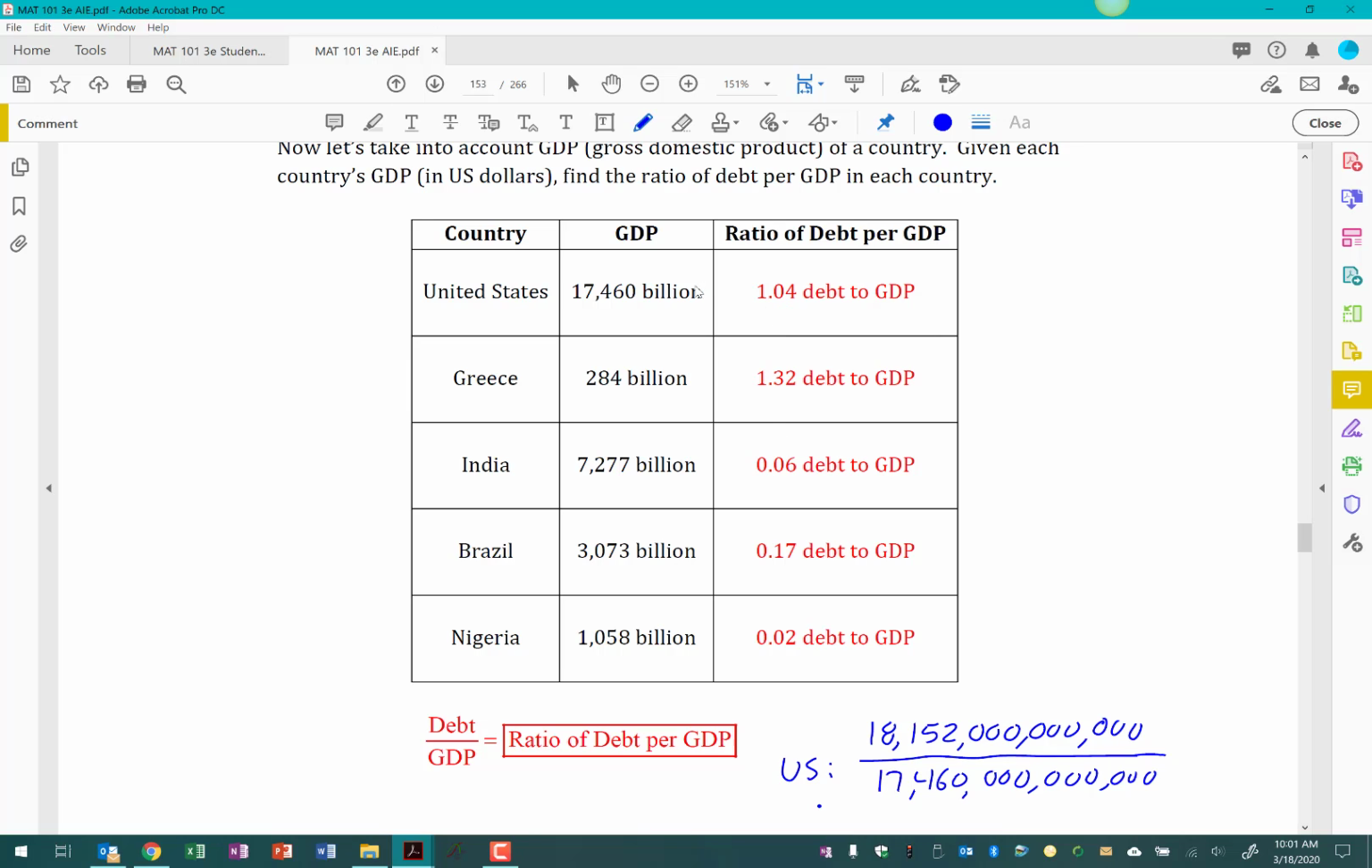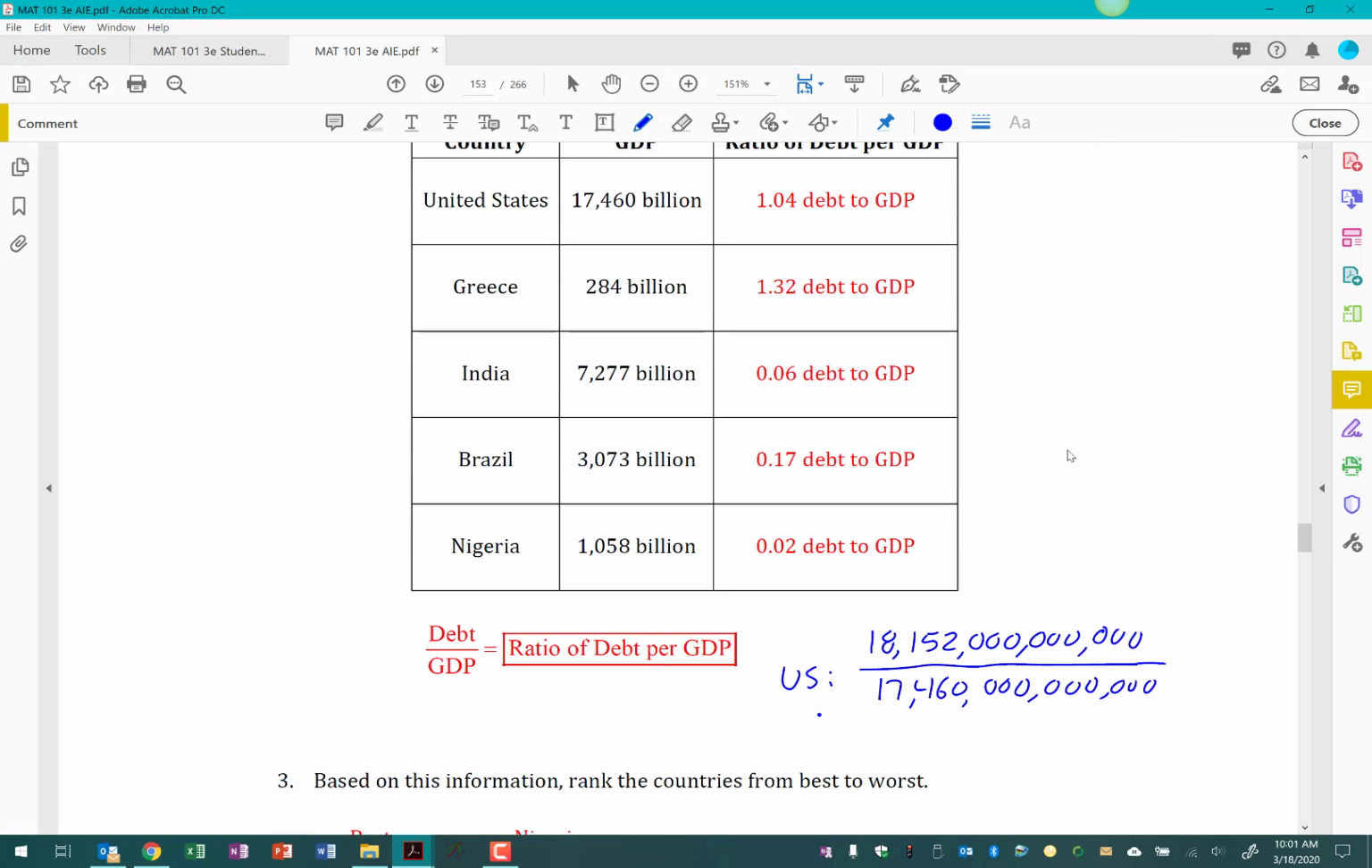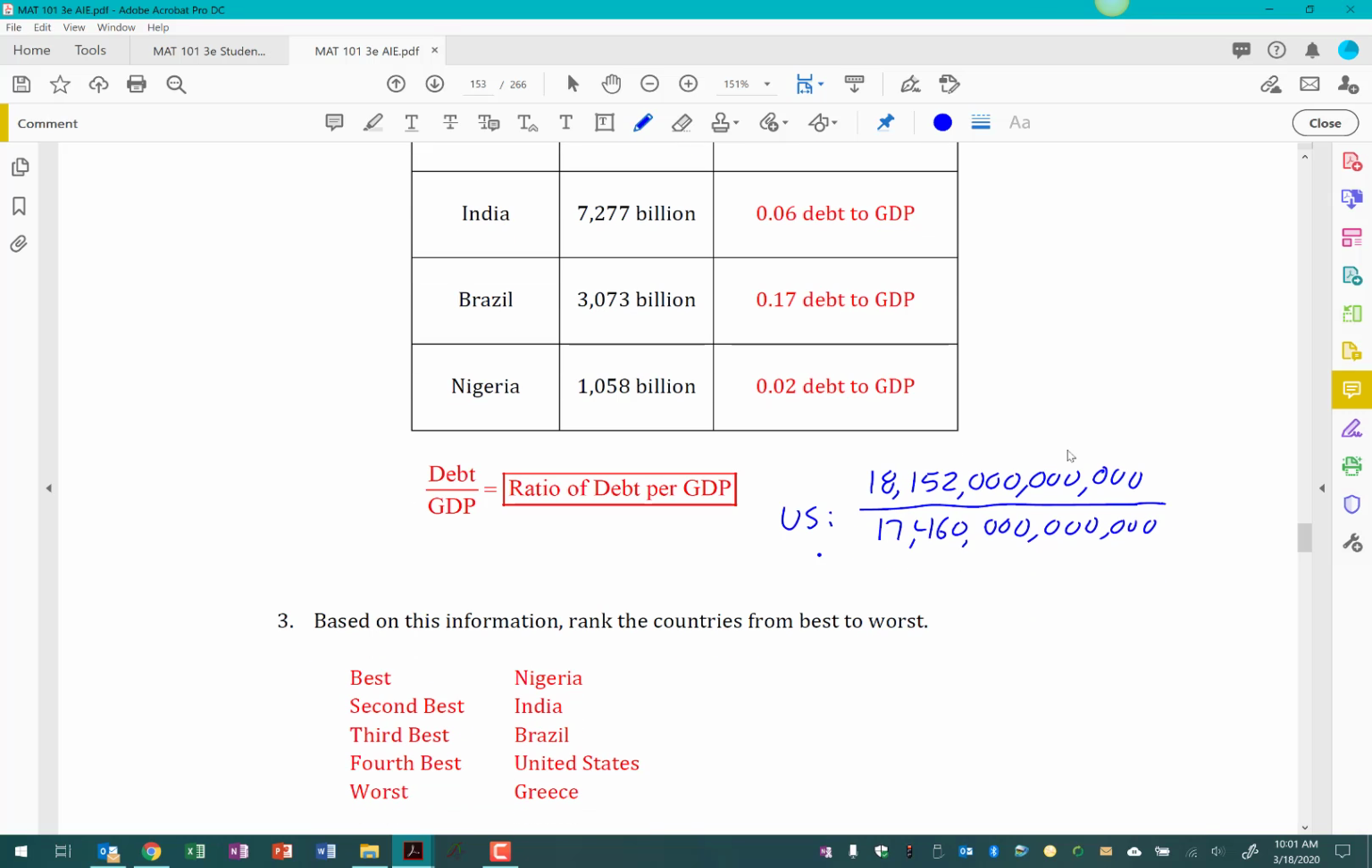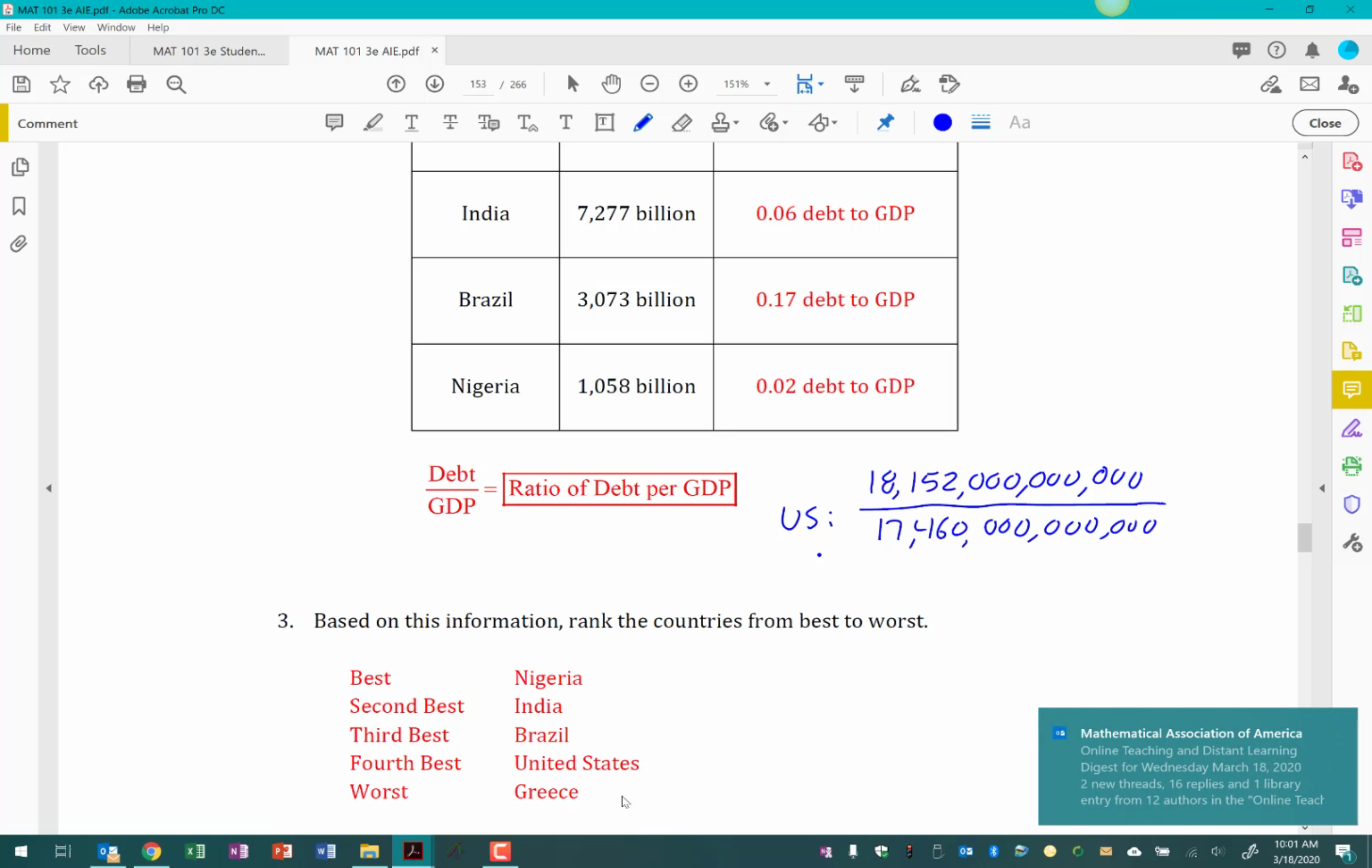What we get is an idea of the debt of the country based on the size of its economy. That's essentially one of the things that GDP measures, how big the country's economy is. And if we rank again, Nigeria is still in first place. India is second. Brazil is third. The United States actually moves up a spot to fourth best. And the worst is now Greece on a per GDP basis. So you can see that our rankings change.